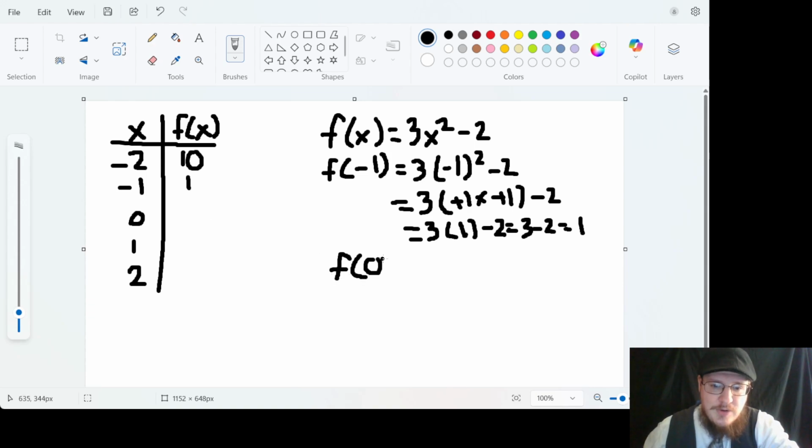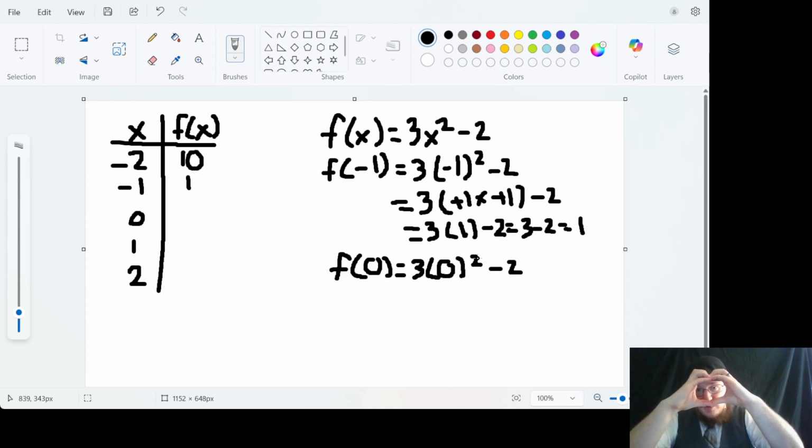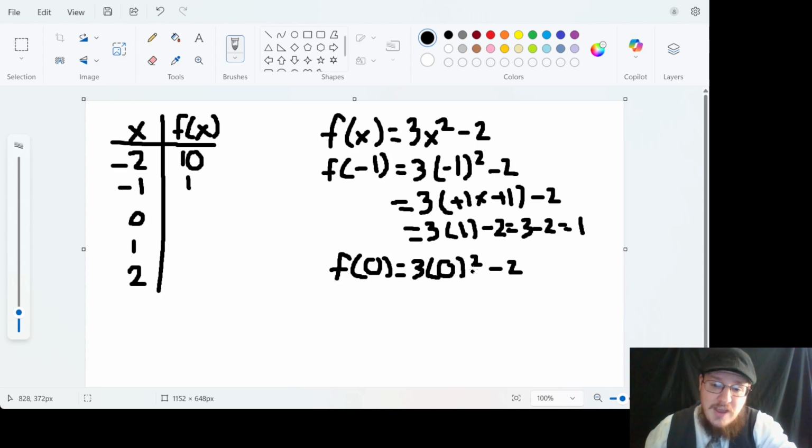f of 0 equals 3, 0 squared minus 2. Now remember, anytime you're multiplying 0 to anything, it's just going to be 0. So in this case, we have 0 to the power of 2. That's 0 times 0. That's still going to be a big old 0. And then we've got a 0 times a 3. So 3 times 0 squared, this all just cancels out because that's just a bunch of zeros multiplied together. So then all we have left is a minus 2.